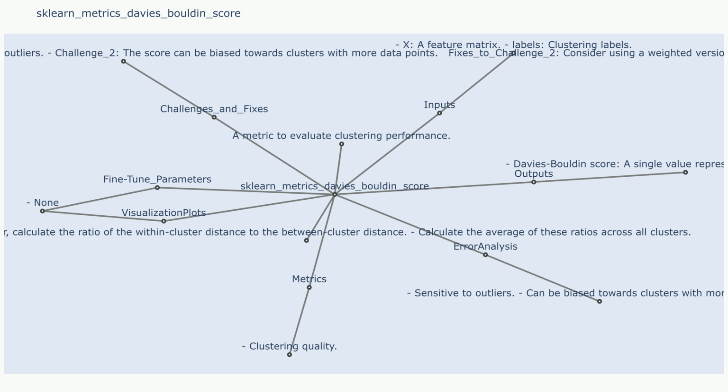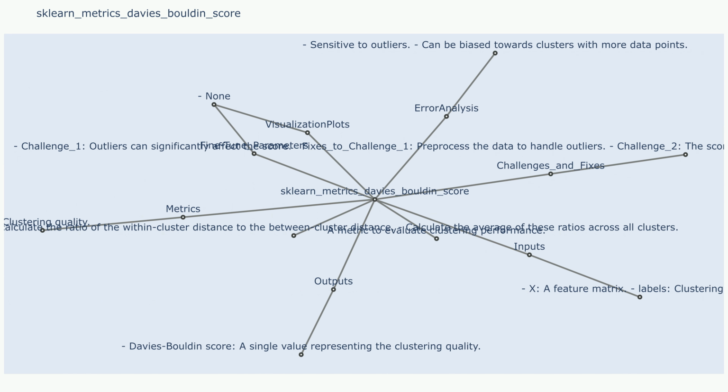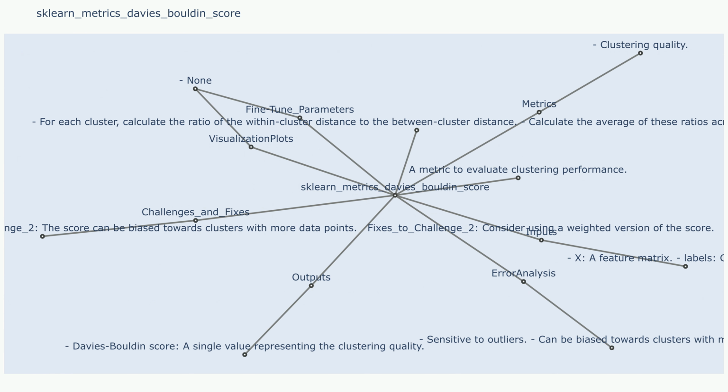Inputs: X, an array-like object of shape (n_samples, n_features), representing the data points to be clustered. Each row represents a single data point. Labels, an array-like object of shape (n_samples), representing the cluster labels assigned to each data point. Outputs: score, a single float value representing the Davies-Bouldin score. A lower score indicates better clustering.